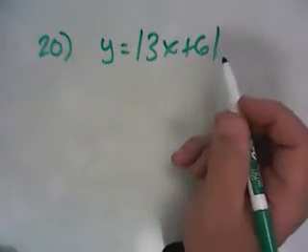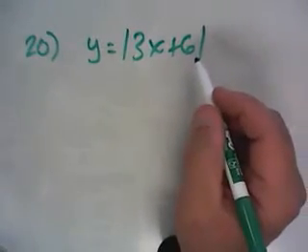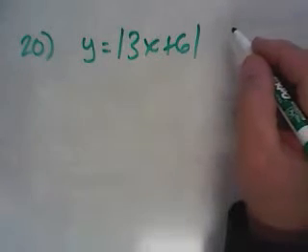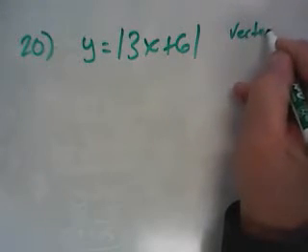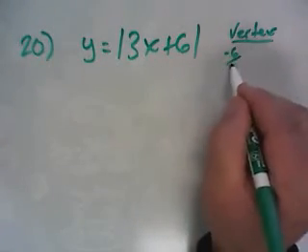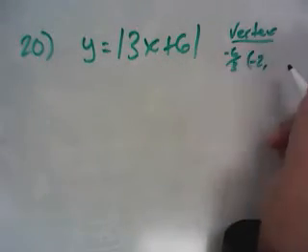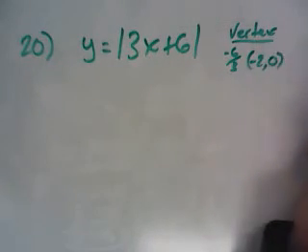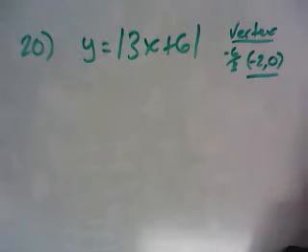So number 20 looks like this. If we were to do it the way that we would do numbers 1 through 9, the first thing we'd ask ourselves is, how do we get the vertex? And the vertex, remember, is negative b over m, which is negative 6 over 3, which is negative 2. And there isn't a c value here, so it would just be negative 2, 0. That's the vertex that we would have.